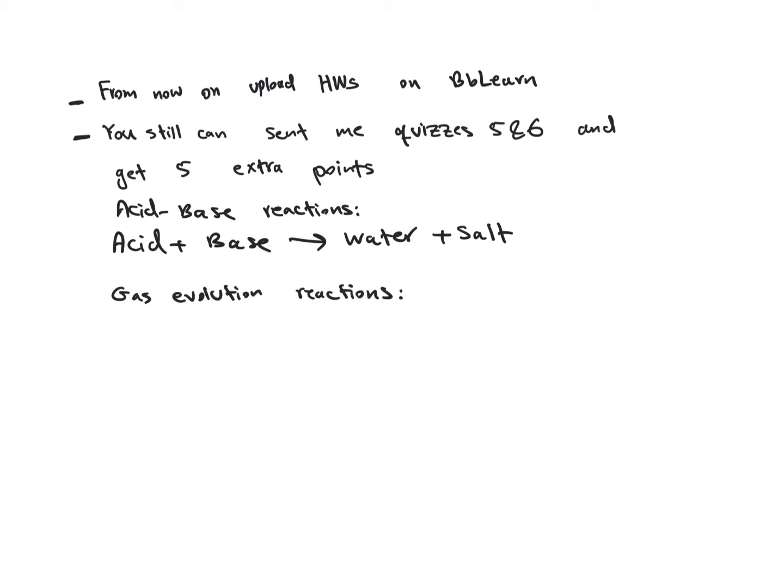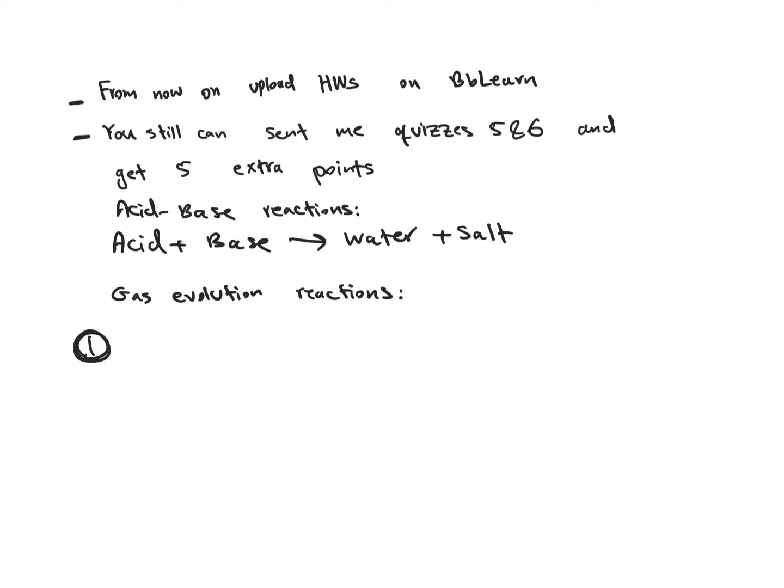Can anyone tell me what a gas evolution reaction was? You can just guess from the name. So what would be produced? Exactly. And I told you that we have two types. In one type, gas is produced directly from the reactants. In the other type, an intermediate product is formed first, and then that product produces gas. And then I gave you some examples last week.